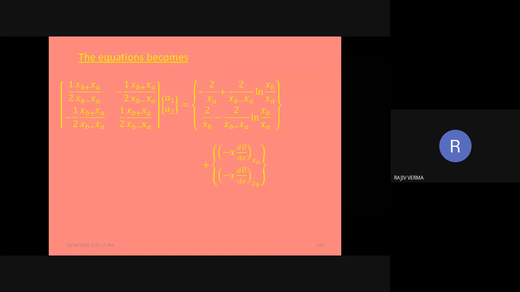There are 2 equations. There are 2 unknowns, A1 and A2. And A1 and A2 now represent the value of the unknown parameter at the 2 nodes. A1 and A2 are not coefficients of a polynomial, but they have some additional significance also. They now represent the value of the unknown at the 2 nodes.